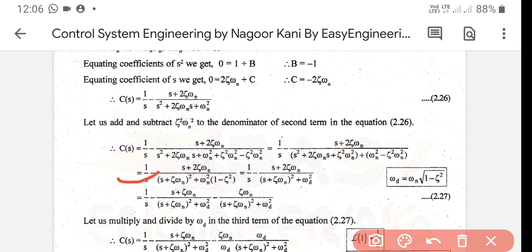Is it okay? So after adding and subtracting, your total equation is converted like this. 1 by S minus (S plus 2 zeta omega n) by ((S plus zeta omega n) whole square plus omega n square minus zeta square). Okay, so you know already the formula. Omega d is equal to omega n into square root of 1 minus zeta square. This is the formula, right? Omega d is equal to omega n into square root of 1 minus zeta square.